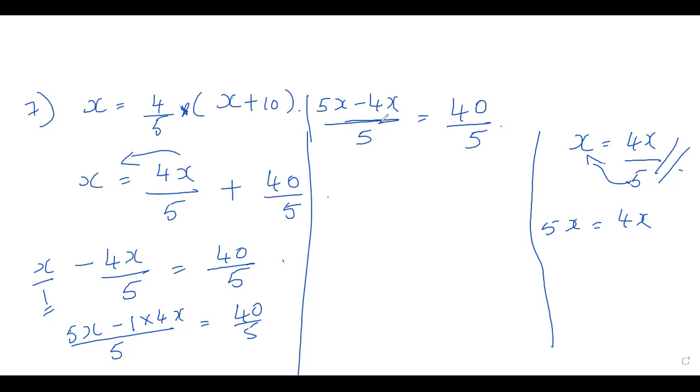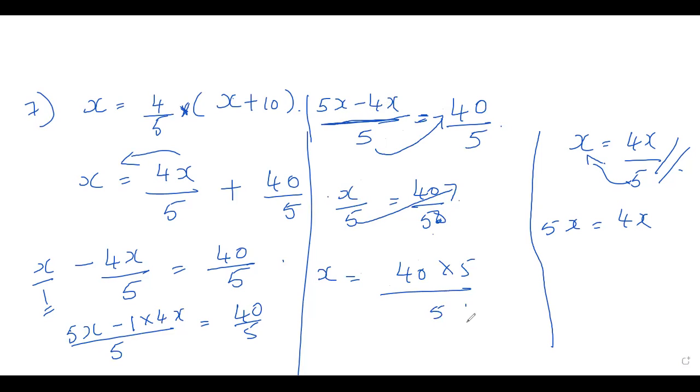See, now you have 5 in the denominator, so you can send it to the numerator. Okay, 5x minus 4x, that is x by 5 here. So x by 5 is equal to 40 by 5. Now you can transpose to the numerator. X is equal to 40 into 5 by 5. Okay children, 5 gets cancelled. So the answer is 40. X is 40.